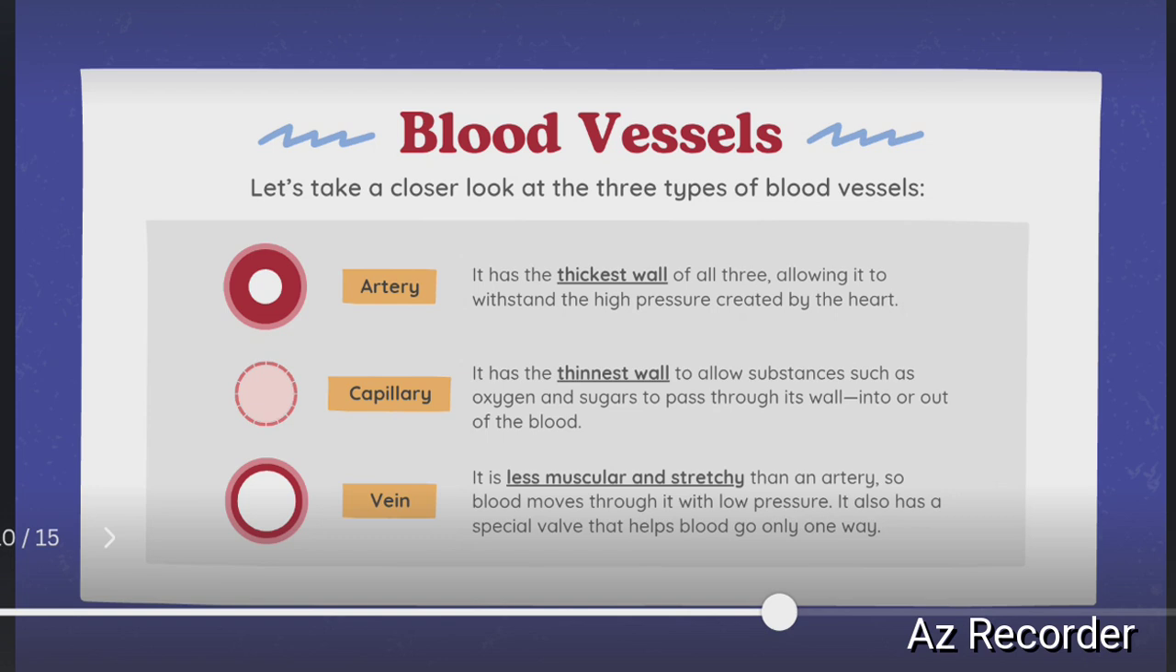Next are the capillaries. Capillaries connect the arteries and the veins. What is their main function? Exchange of gases and nutrients. That is the main function of capillaries. And next are the veins. Veins carry blood to the heart, and they have thin walls and valves are also present. As you can see in the picture: artery, capillary and vein.